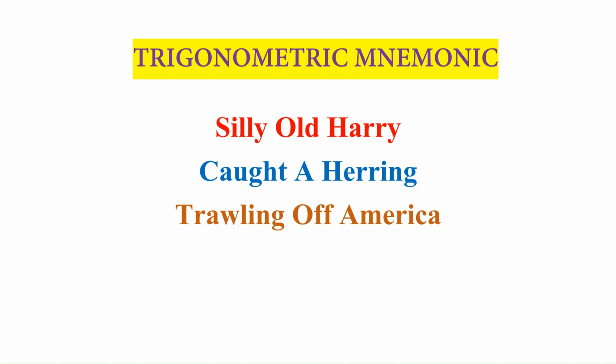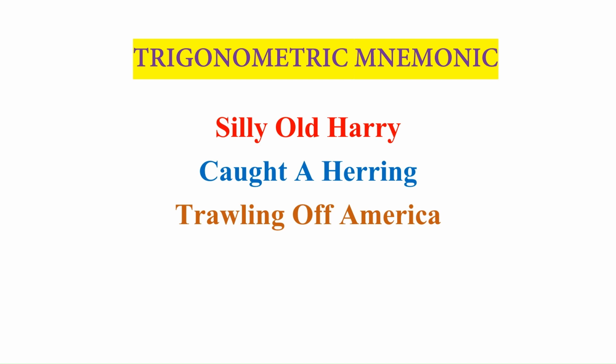Or we can also use: Silly Old Harry Caught A Herring Trolling Off America. Here again we can see that SOH from Silly Old Harry is for sine value, Caught A Herring, CAH, is for cos value, and Trolling Off America, TOA, is for tan value. So these mnemonics would be handy to remember the ratios.